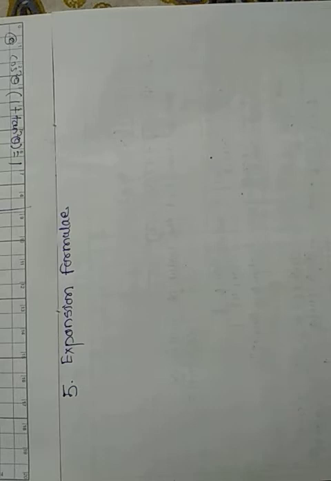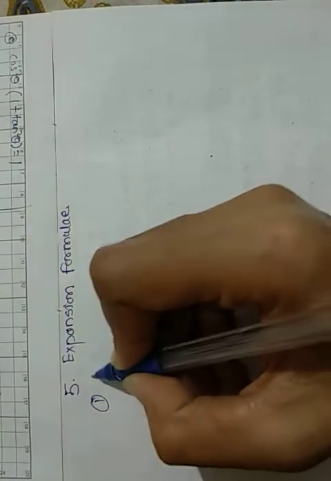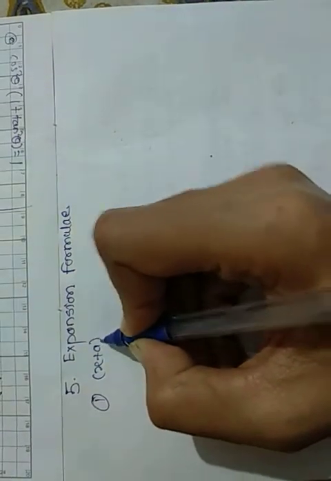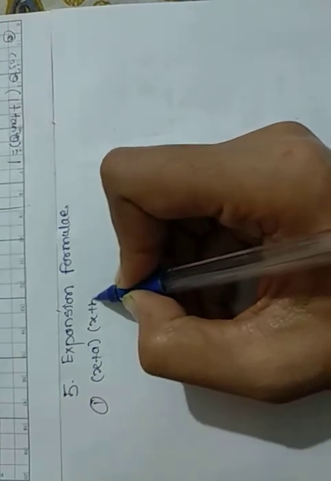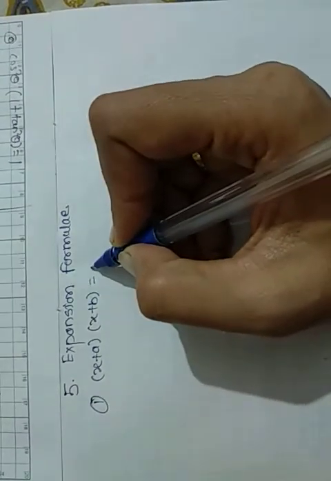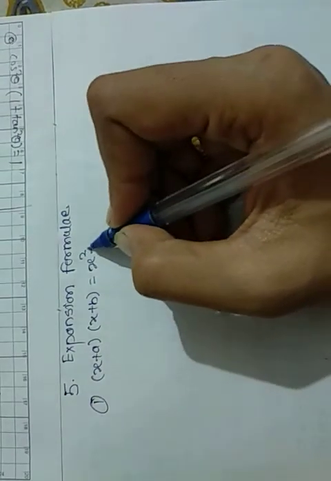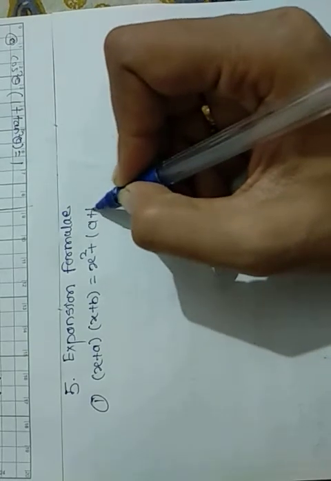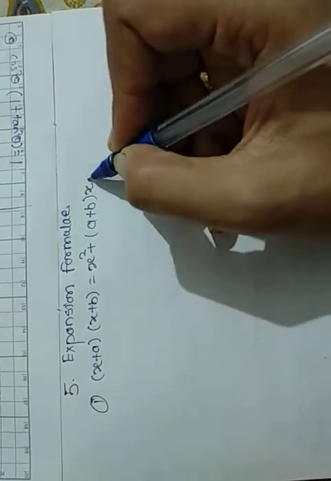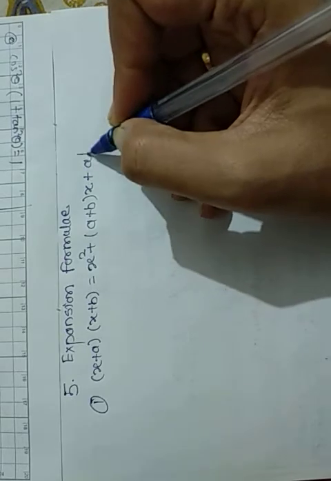The first expansion is (x + a)(x + b) is equal to x square plus (a + b) into x plus ab.